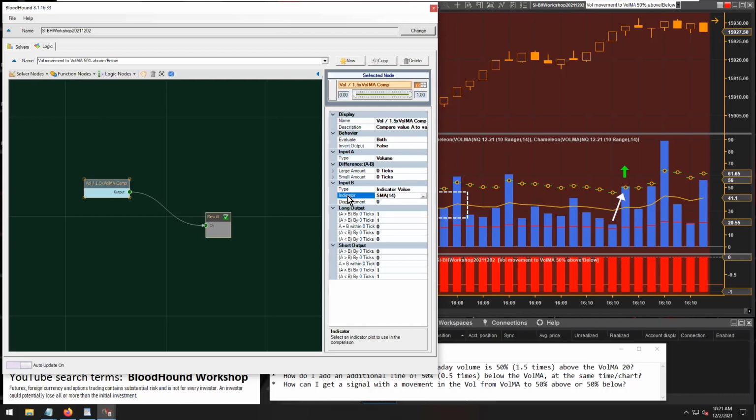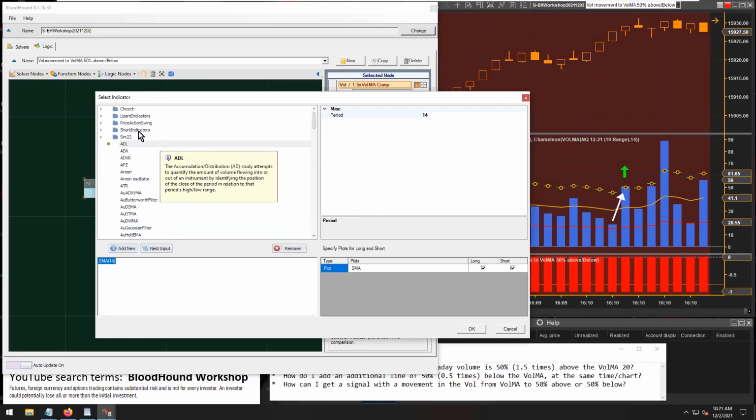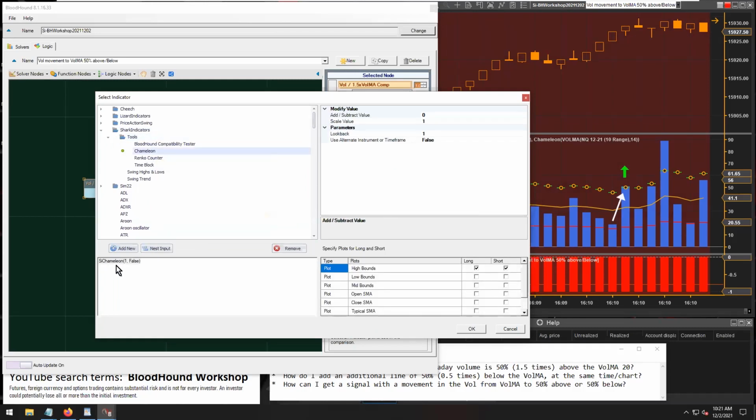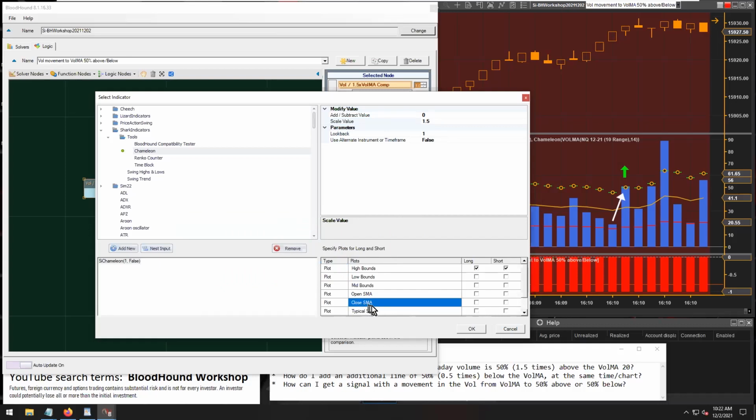All right, now input B, this is where we have to set up the Chameleon indicator the same way that we set it up on the chart, right? So let's open that up and let's go find Chameleon. All right, so there's Chameleon right there. And so let's see, our scale, we want our scale to be 1.5, like so. And we are going to be looking at the close plot, right? So we're using the close plot only.